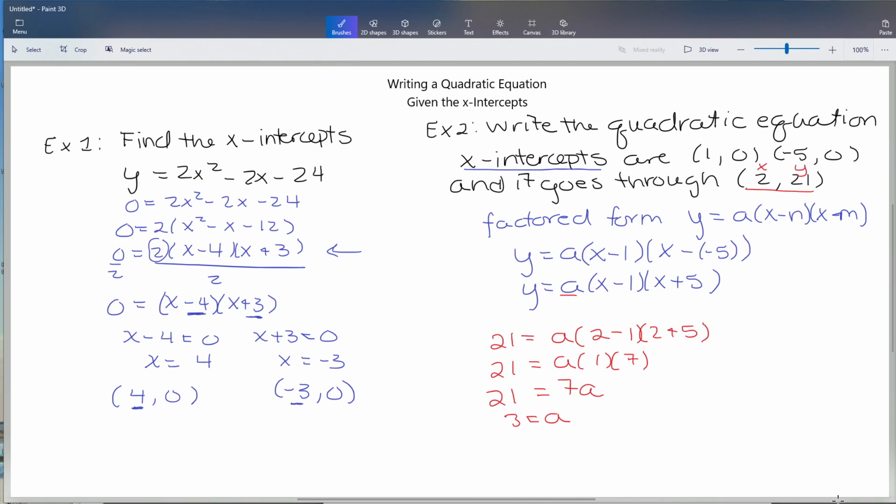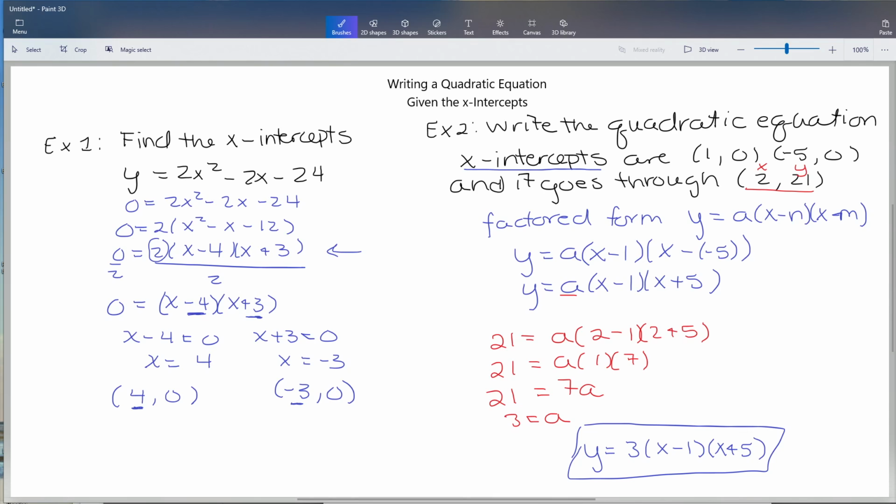Okay, once I have my a value, I'm ready to write my final answer. My a value is 3, and I already know my factors, x minus 1 and x plus 5. So the x-intercepts give us the factors, and then that third point allows us to find our a value, and this is our final answer here, right? Our quadratic equation, and we have it in factored form.